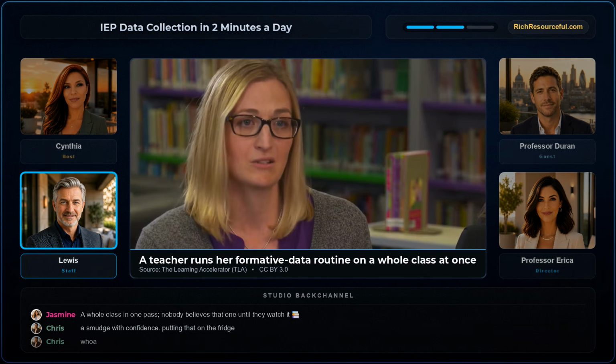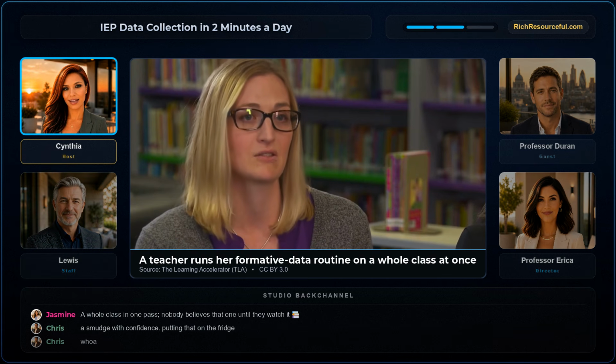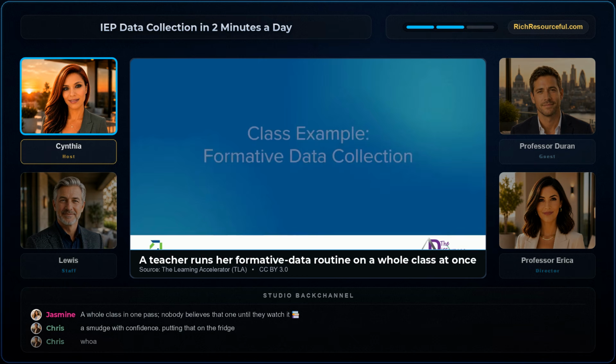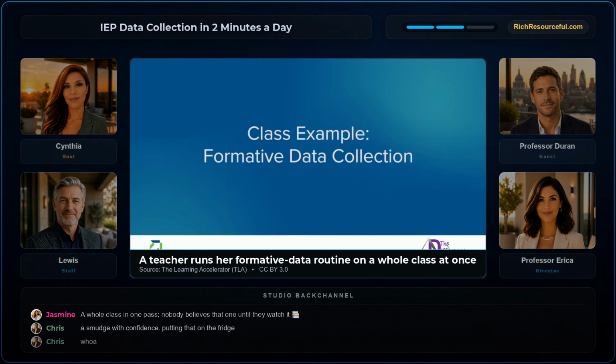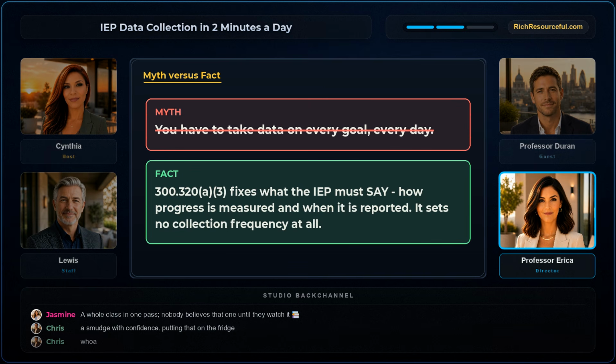My worry is nine goals and no whole class to sweep. You're right, and that's a real gap. Sharper question then: which of the nine needs a number this week? Cynthia, you take data on your own students every week. How do you actually pick?